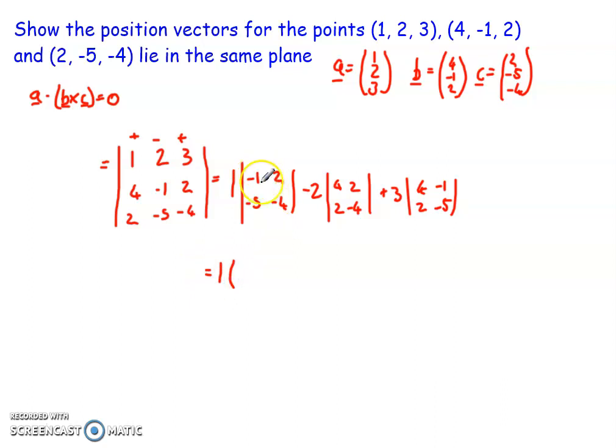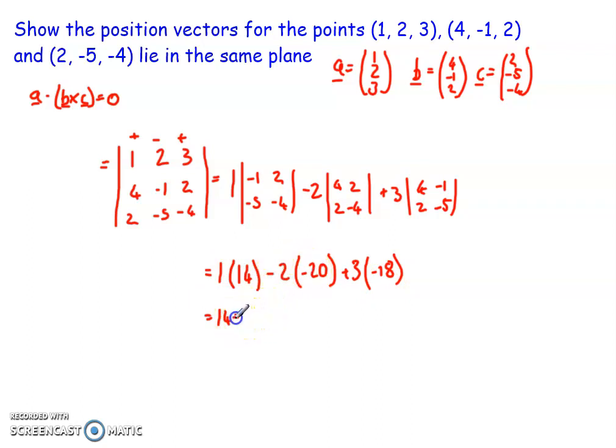So we've got 1 times, well, negative 1 times negative 4 is 4, negative 5 times 2 is negative 10, so I've got 4 minus minus 10, add them together, and I get 14. I've then got minus 2 times, well, 4 times negative 4 is negative 16, 2 2s are 4, negative 16 minus 4 is negative 20. I've then got plus 3 times 4 times negative 5 is negative 20, 2 times negative 1 is negative 2, so I've got negative 20 minus minus 2, so negative 20 plus 2, I've got negative 18.